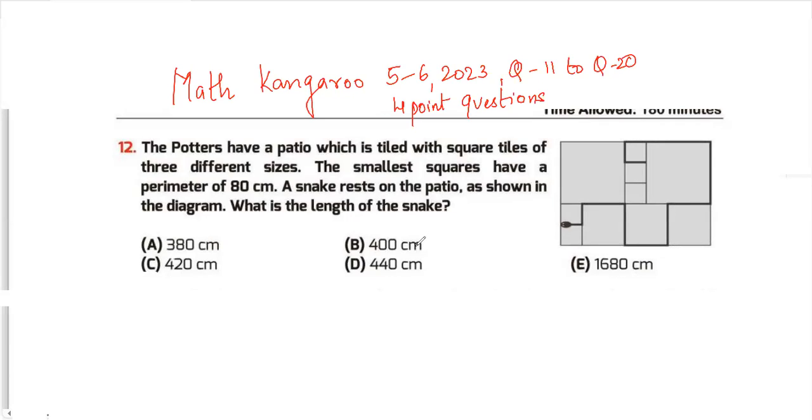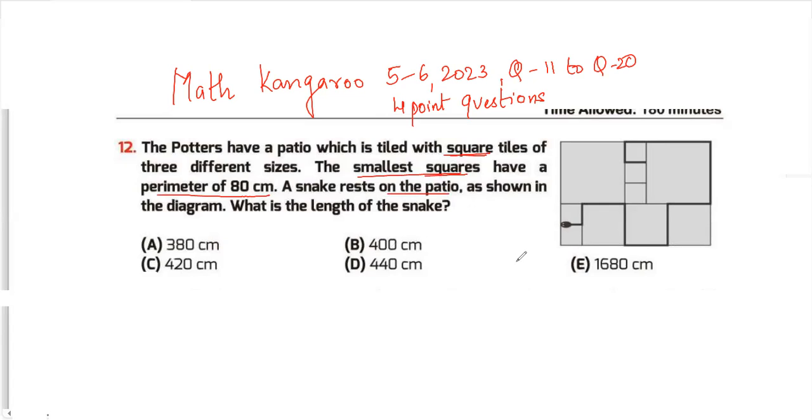Let's read question number 12. The Potters have a patio which is tiled with square tiles of 3 different sizes. The smallest squares have a perimeter of 80 centimeters. So what they're saying is, first of all, all of them are squares. So what is the property of the square? All sides are equal. Now a snake rests on the patio as shown in the diagram. So this is the snake that we can see. So what is the length of the snake?